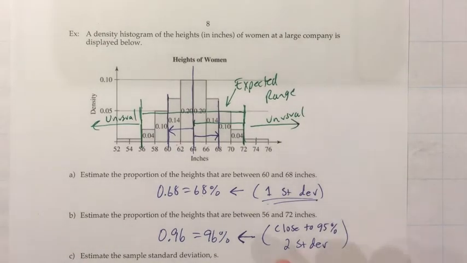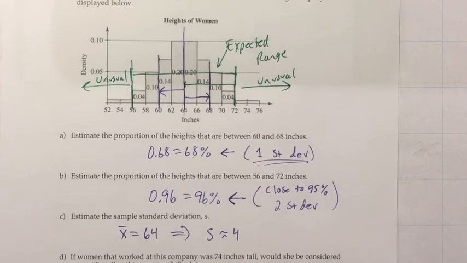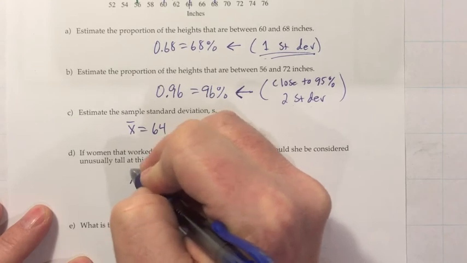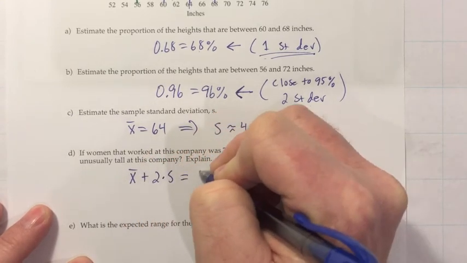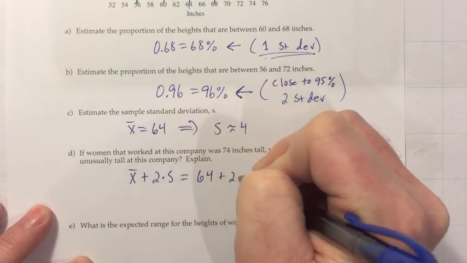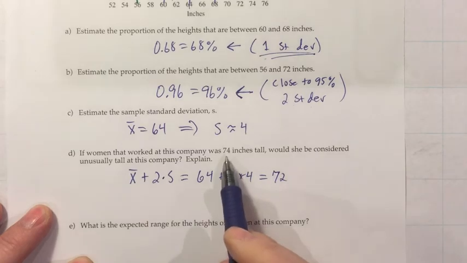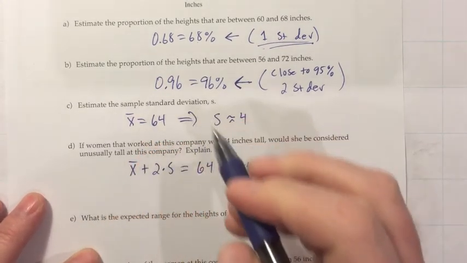If you had just the X bar and the S to go by, then the other thing you could do is do the math on that and say the cutoff for unusually tall is X bar plus 2 times S, which would be 64 plus 2 times 4, which is 72. So when we notice that she's above 72 inches tall, we would say that it is unusual.